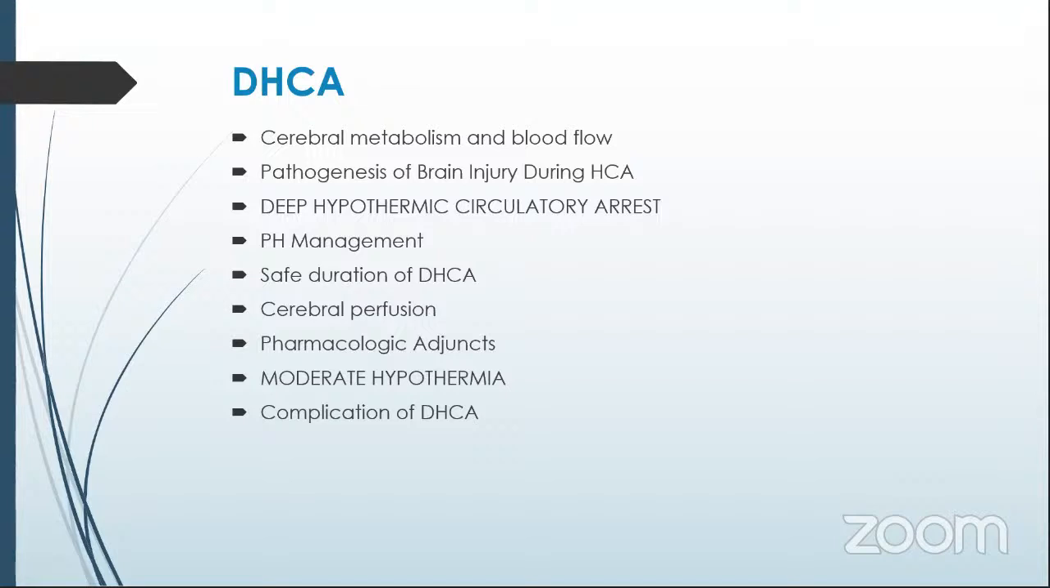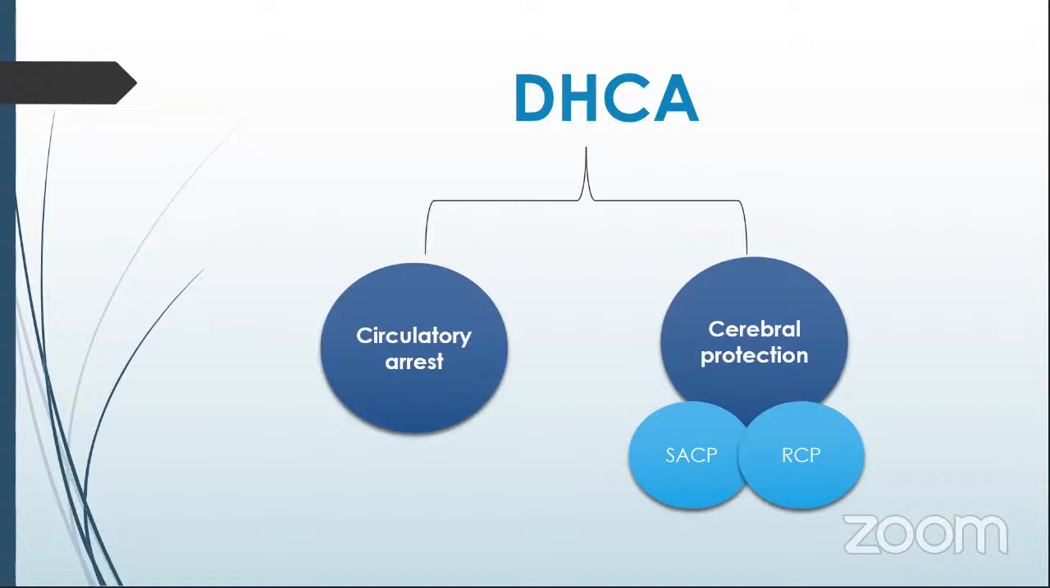Before we go deep into circ arrest, we need to know what hypothermic circulatory arrest is. It is mainly two parts, as simple as that. We stop the circulation totally while maintaining cerebral protection, either by hypothermia alone or by using selective antegrade or retrograde cerebral protection. So the main concept is to stop the blood circulation in the body and maintain the cerebral protection.